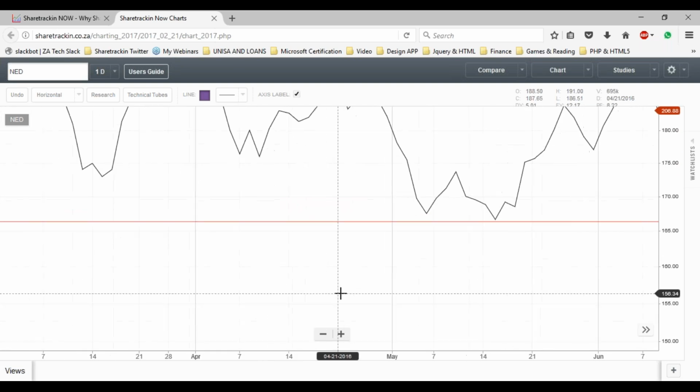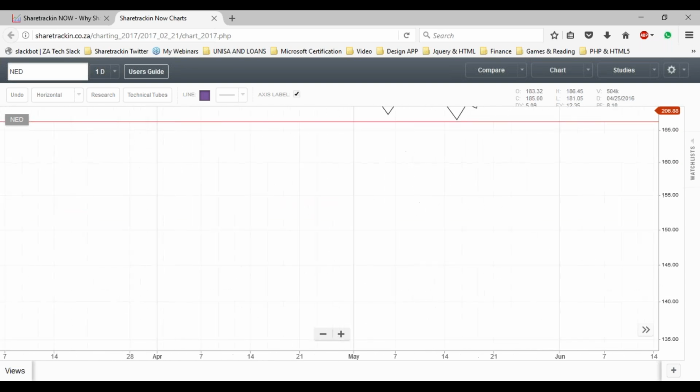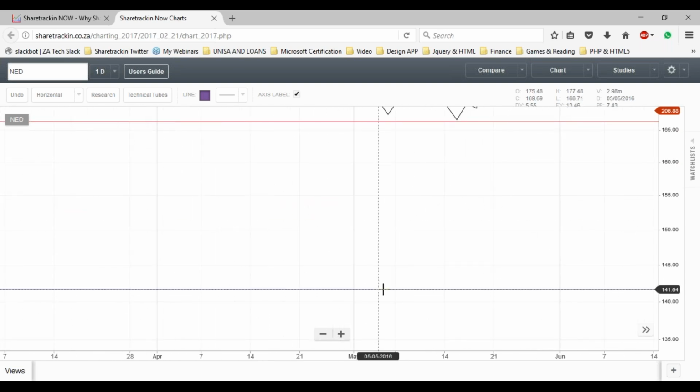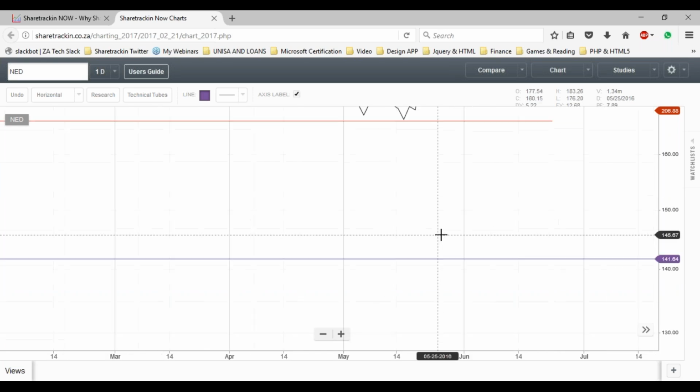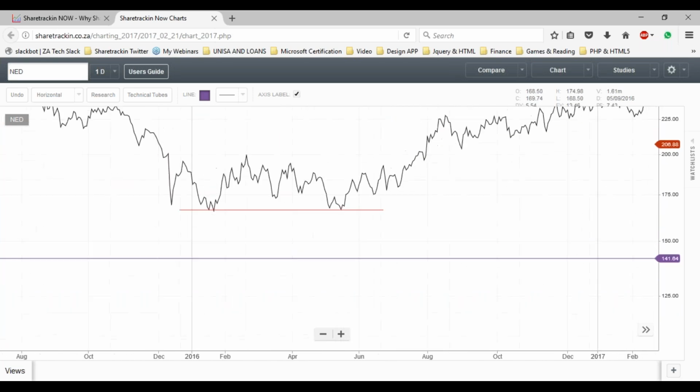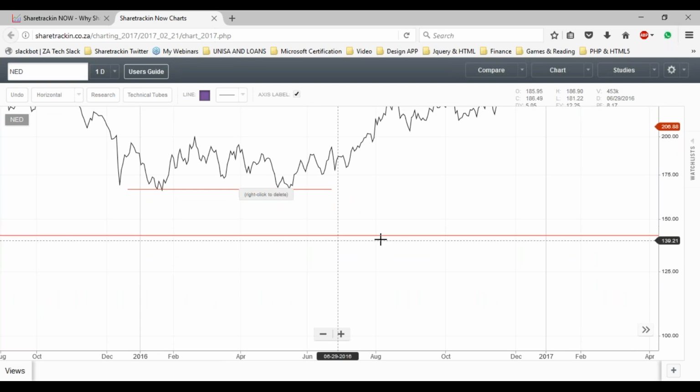Okay, so use that. And obviously we want to get as close as possible to 141.65. In order to do that, you might want to zoom in a little bit. Let's get to 141.60. There we go. 64 is still fine. That's close enough for me. Right. So there I've got my stop loss.